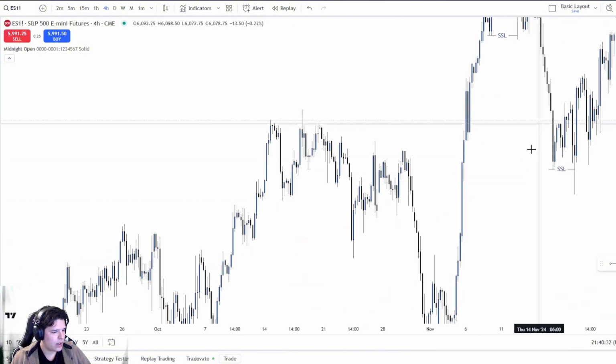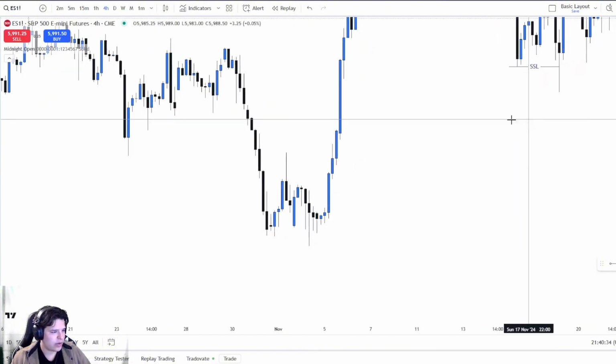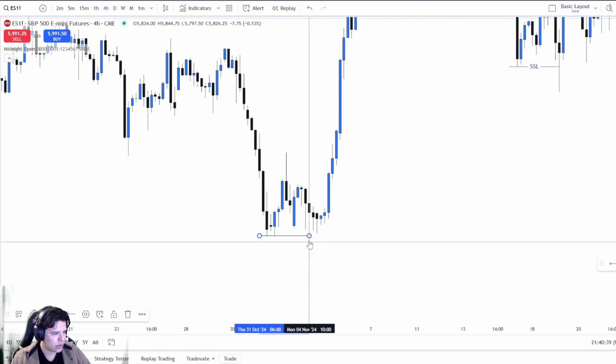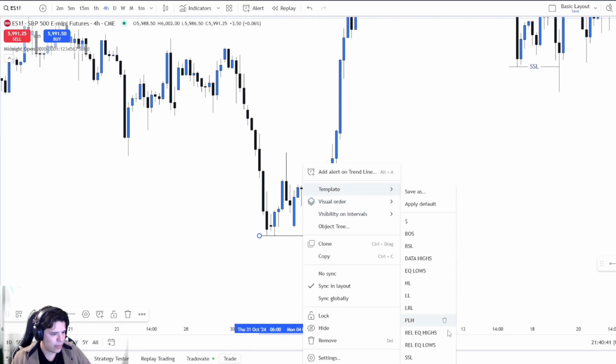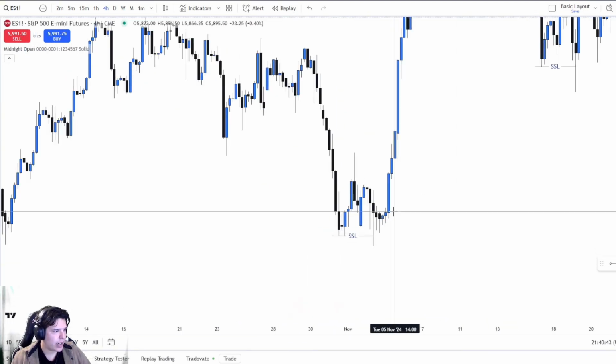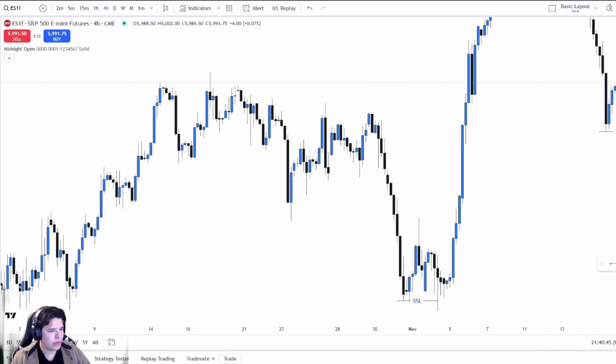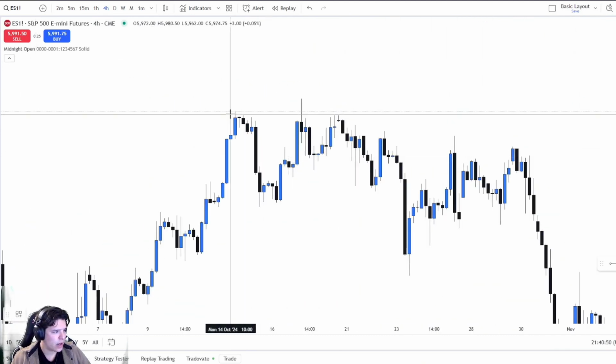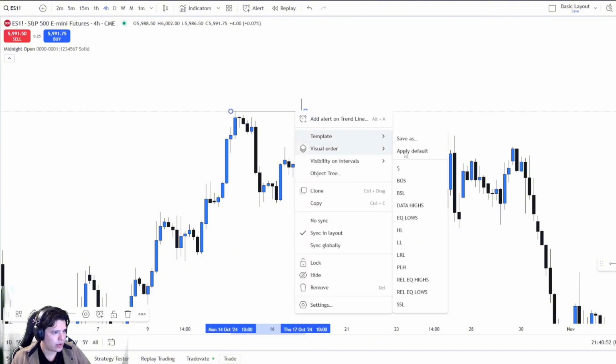Okay. And at this point, guys, this should be very apparent. We have these external lows that get swept internally. Wow. Beautiful, beautiful. Right here. High. Swept.